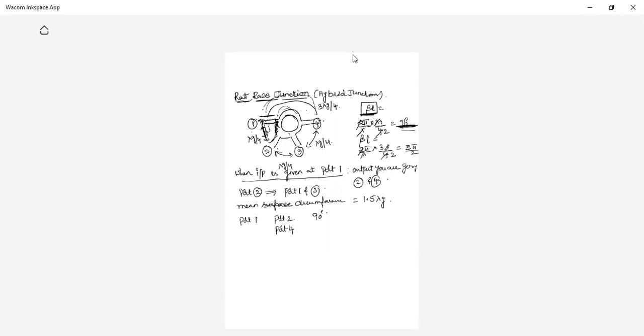Anybody, what is the phase shift you are going to get? 270 degrees. Sure? Yes, ma'am, 3 pi by 2. 4 to 4 means you are going to get what? 270 degrees. Okay. So in some textbooks, they give port 1, port 2 like this.